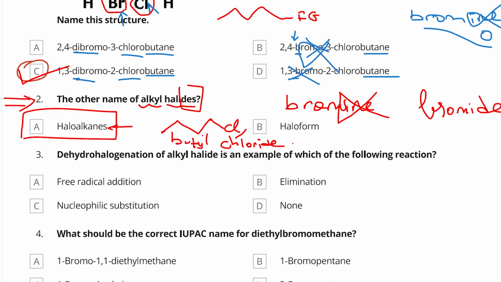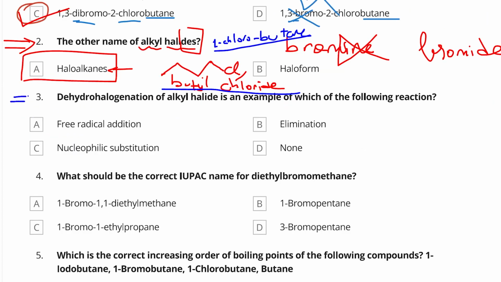But there is also an IUPAC name, which follows the haloalkane naming. And what is the IUPAC name of this compound? Let me take a different color. So it will be 1-chlorobutane. This is the IUPAC name of the molecule. This is the common name of the molecule. And they are the same compound, no different. Just the naming principle or naming approach is different. Yes, continue on question 3.